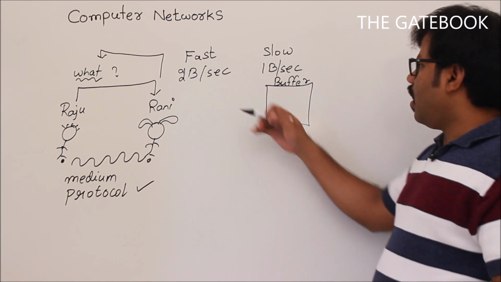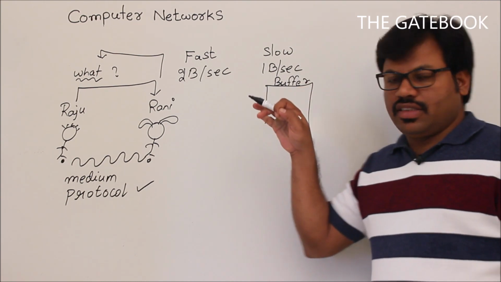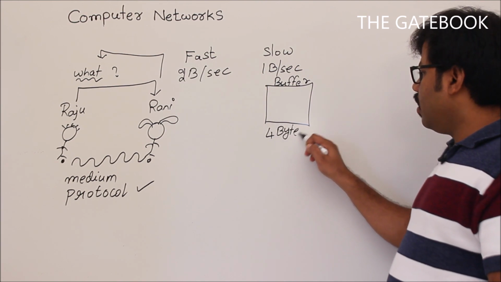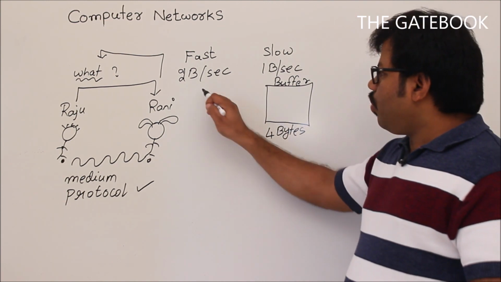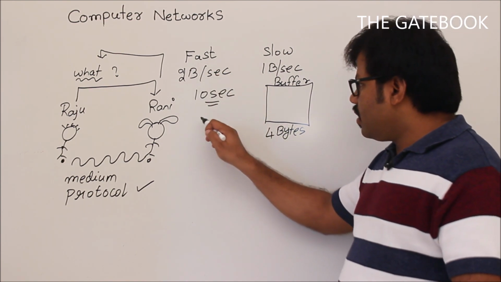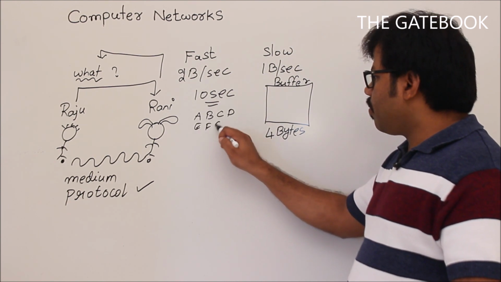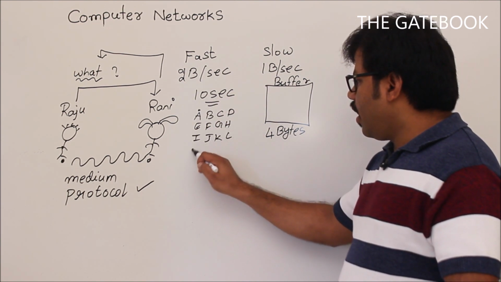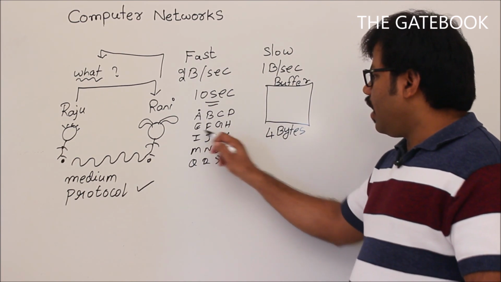Let's say in that buffer Rani is keeping the data and slowly she is processing. Now see the situation. What is the buffer size? Let's take buffer size to be something around 4 bytes. Okay, it looks fair enough. But even 4 bytes is not sufficient. Why? See, for example, after 10 seconds what happens, we'll see. Within 10 seconds, Raju can send 20 bytes. Let's call them A, B, C, D, and so on. A, B, C, D, E, F, G, H, in that way. I'm writing 20. Each letter is 1 byte. I, J, K, L, M, N, O, P, Q, R, S, T, right? 4, 8, 12, 16, 20.